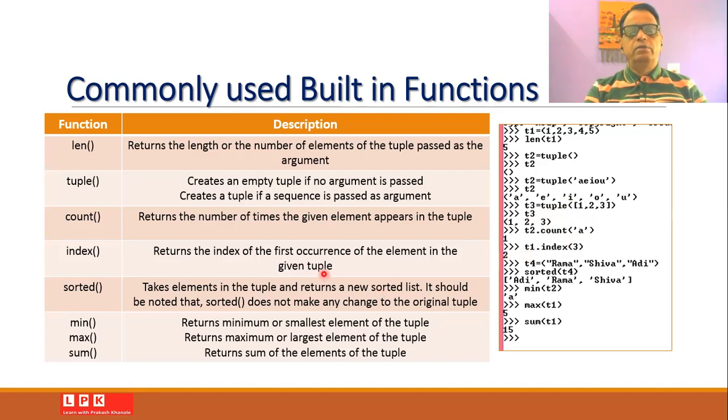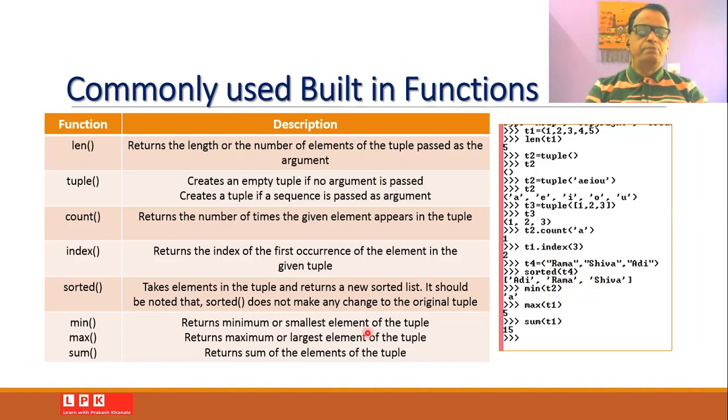Index will return the index of the first occurrence of the element in the given tuple. If I write T1.index(3), then I will get the index 2. Sorted takes the elements of the tuple and returns a new sorted list. It should be noted that sorted does not make any change to the original tuple. Therefore, if we write T4 = ('Rama', 'Shiva', 'Adi') and then sorted(T4), I will get the result Adi, Rama, and Shiva, while the original T4 will remain as it is.